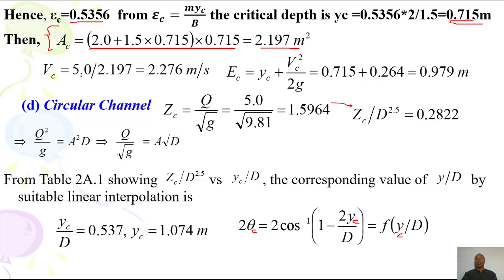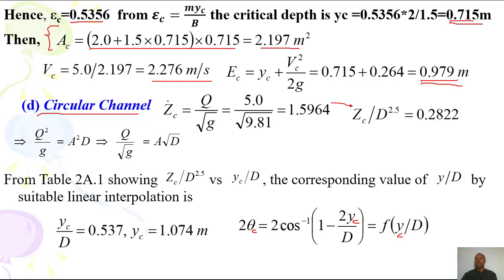Then the critical velocity is Q over area. You have this as the velocity. Then finally you have the critical specific energy, Yc plus Vc squared over 2g. Then you get this result, the same result as previously, when we were using the table. So 0.979 meter.